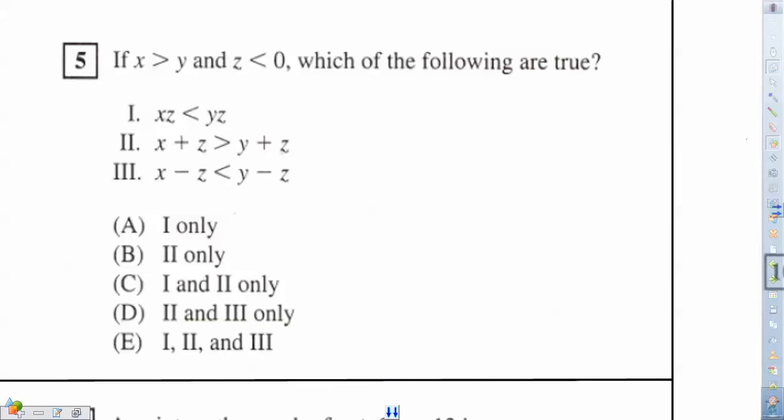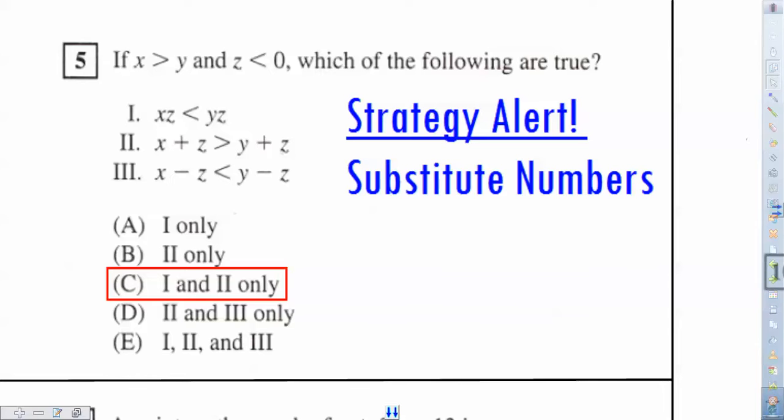Okay, so number 5, the correct answer here for number 5 is C, 1 and 2 only. Now how can we do that? There's a strategy that I will definitely mention quite a bit when we're getting ready for that ACT, and it's a strategy called substituting numbers. Notice in the start of the problem up here, they gave us a couple of scenarios here. First, they told us that x needed to be greater than y, and then another number z, which had to be less than 0.